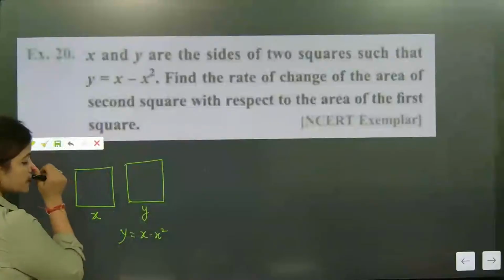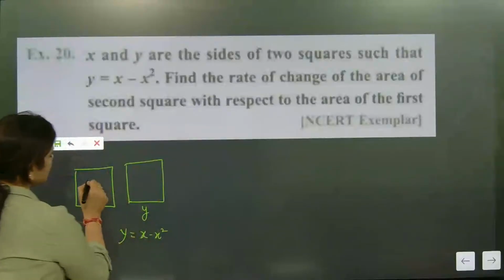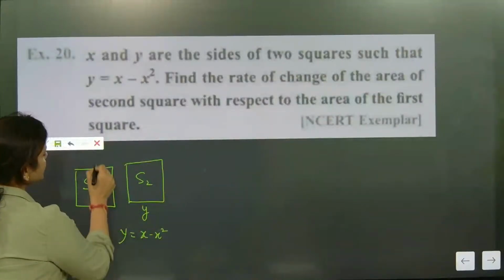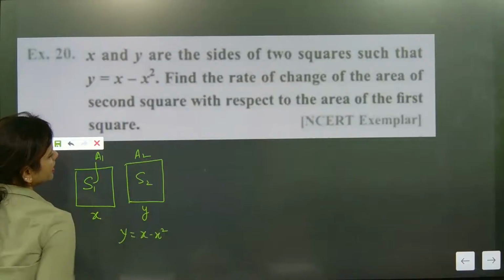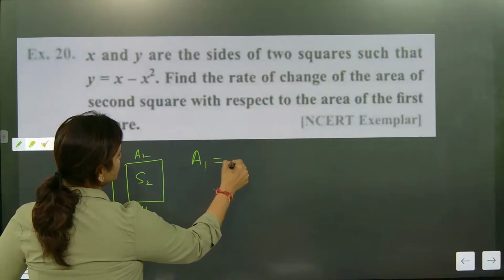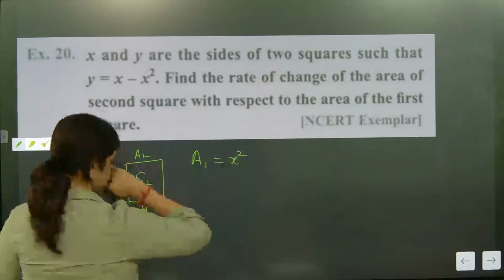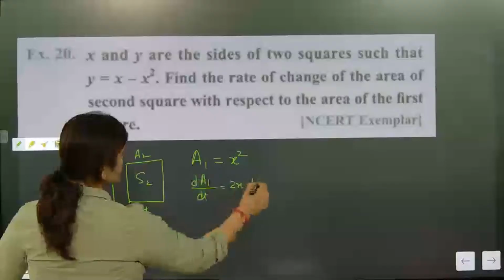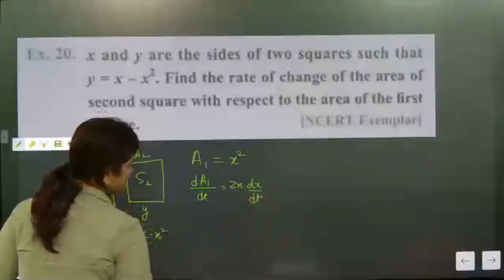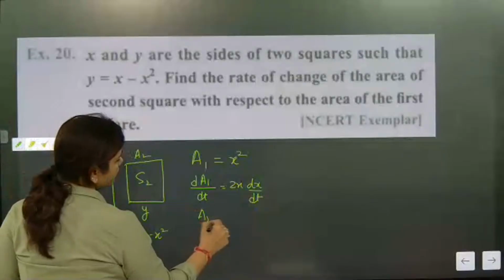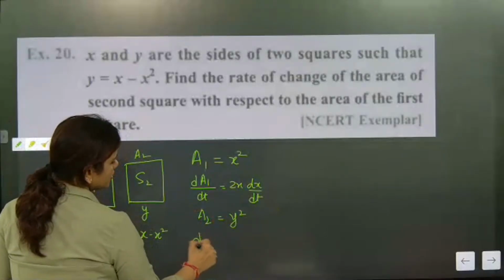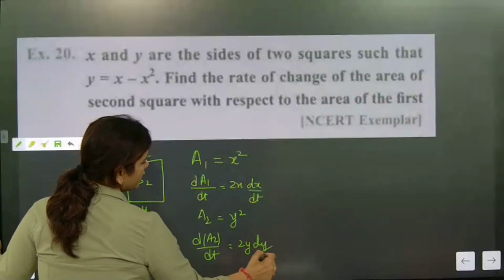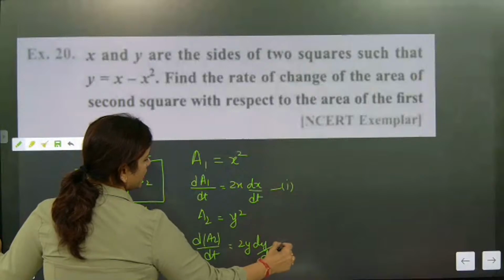So first work is what we will do. What is the area of the first square? This is square 1 and this is square 2. Area of square 1 we will take as A1 and area of square 2 as A2. Area of square 1 is x square, so dA1 by dt is equal to 2x dx by dt. Now area A2 will be y square, so dA2 by dt is equal to 2y dy by dt. This is equation 1 and this is equation 2.